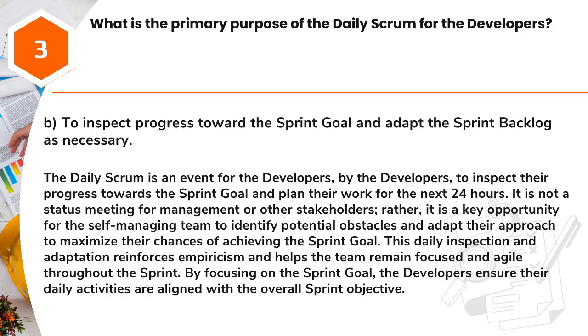It is not a status meeting for management or other stakeholders; rather, it is a key opportunity for the self-managing team to identify potential obstacles and adapt their approach to maximize their chances of achieving the sprint goal. This daily inspection and adaptation reinforces empiricism and helps the team remain focused and agile throughout the sprint. By focusing on the sprint goal, the developers ensure their daily activities are aligned with the overall sprint objective.